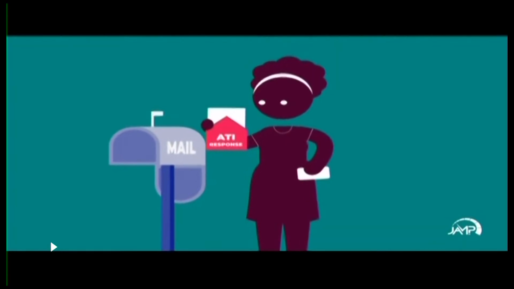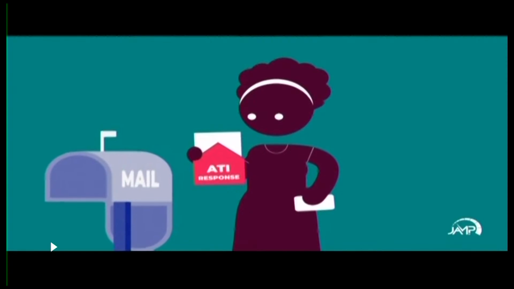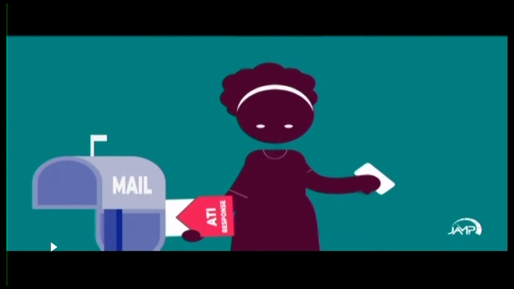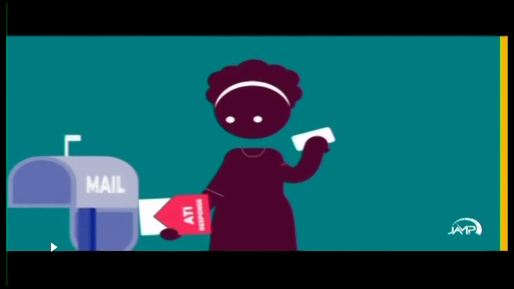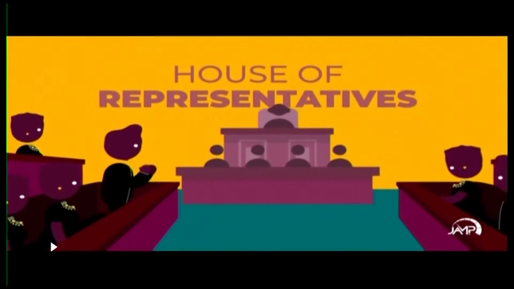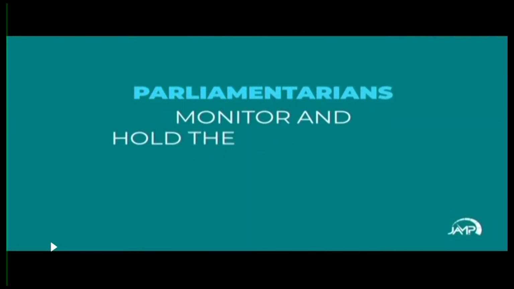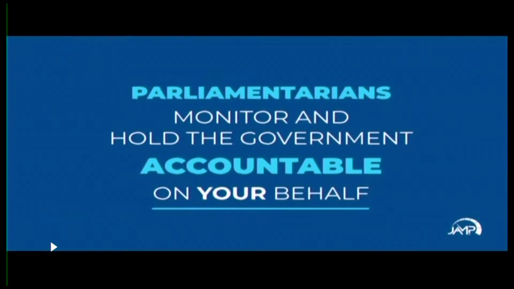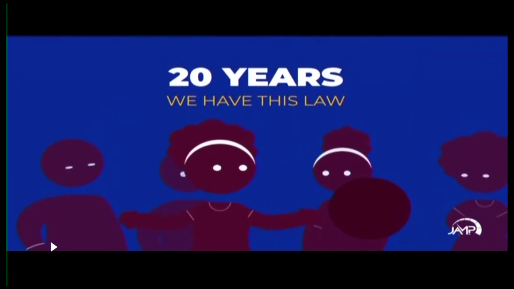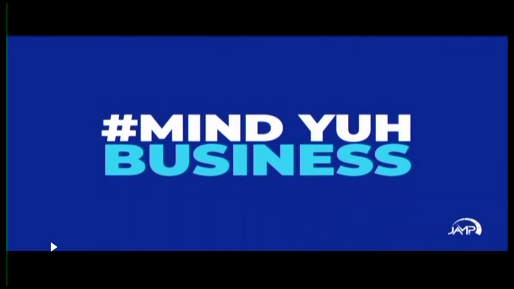So, what if the chemicals in the mosquito spray are toxic? What if the agency did not even try to get back the money they paid out? Call or email your MP. Share the concern, because as your elected representative, they can represent your questions to the government ministers in the House. Remember, it is the job of parliamentarians to monitor and hold the government to account on your behalf. Is not every country gives citizens this kind of power, you know? And at 20 years we have this law, and we barely use it. So access information and mind your business, Jamaica.